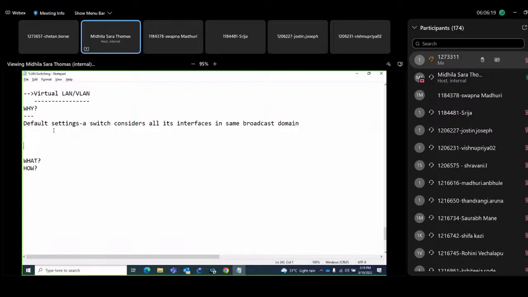My question, here comes my requirement. To create two different broadcast domains, tell me how many switches do I need then? To create two broadcast domains, two switches I need. Two different switches I need.